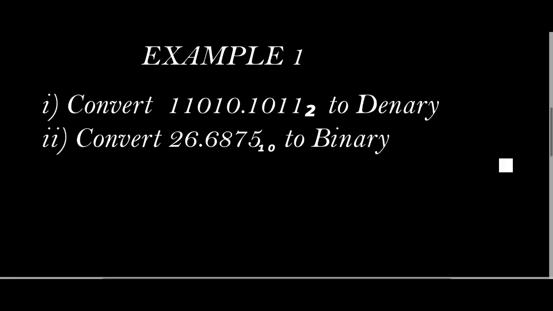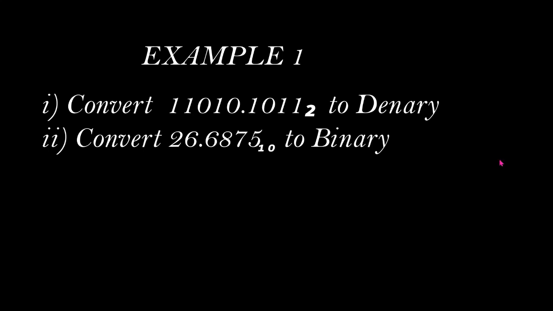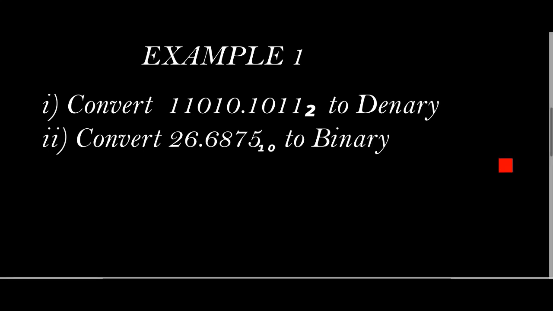Now in example 1 on conversion of bases, Roman number 1, you've been told to convert a binary number system to denary. It is binary because it is to base 2. Remember, the base is expressed as a subscript. Then Roman 2, you've been told to convert a denary number system or a decimal number system to binary. Remember, base 10 means denary.